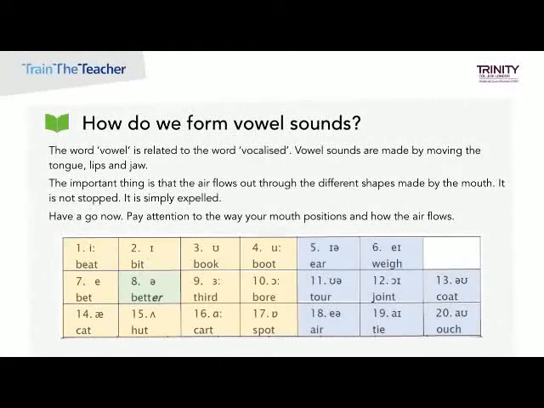So have a go now. Say the different vowel sounds from the chart and pay attention to the way your mouth positions and how the air flows. Pause the video and then click to continue when you're ready.